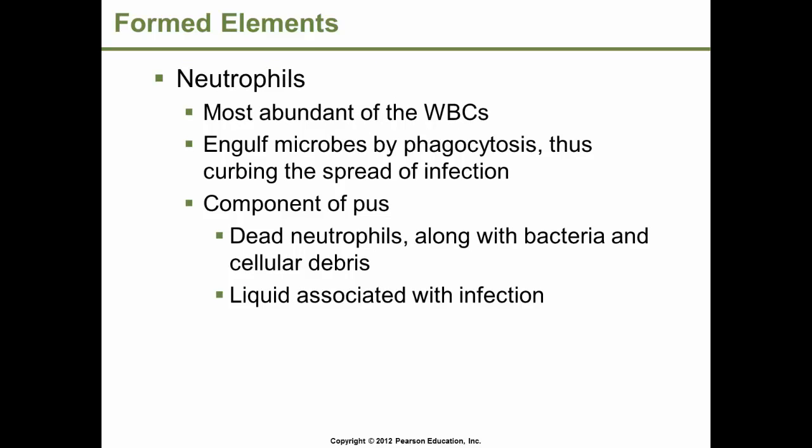Neutrophils are the most abundant of the white blood cells. They engulf microbes by phagocytosis, thus they help to curb the spread of infection. After engulfing a dozen or so bacteria, the neutrophil dies, yet still helps the body's defense because they release chemicals attracting more neutrophils to that site of infection. Neutrophils are a component of pus. These are the dead neutrophils, along with the bacteria and cellular debris. And pus, of course, is the liquid associated with infection.